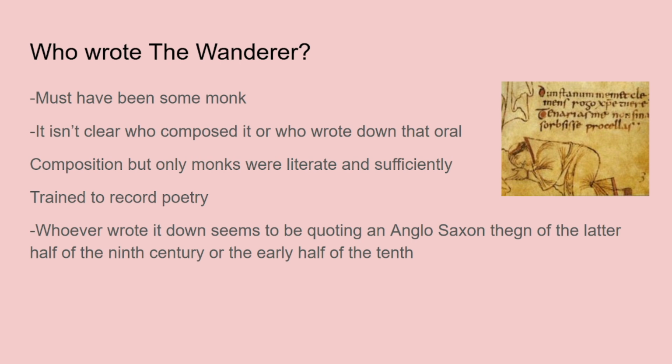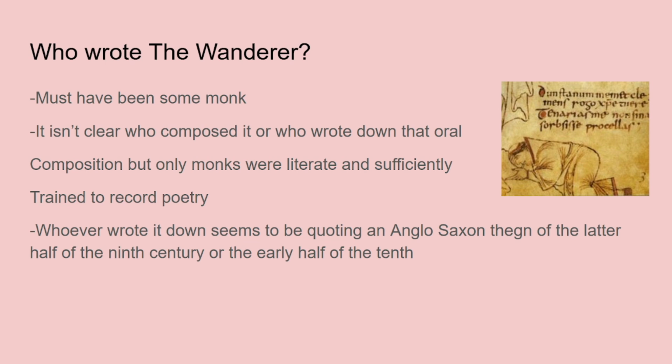It isn't clear who composed it or who wrote down the oral composition, but only monks were sufficiently literate and trained to record poetry, so we don't exactly know who the person was that is being called the Wanderer. In the poem, the person refers to themselves specifically as Earthstepper, which literally means earth stepper. The poem was posthumously titled, in I think the 17th or 18th century, by some philologist, The Wanderer. But the poem in the book doesn't have a title, so we don't know what they would have called it, and we don't know whose experience is being relayed to us. We just know that they call themselves Earthstepper.